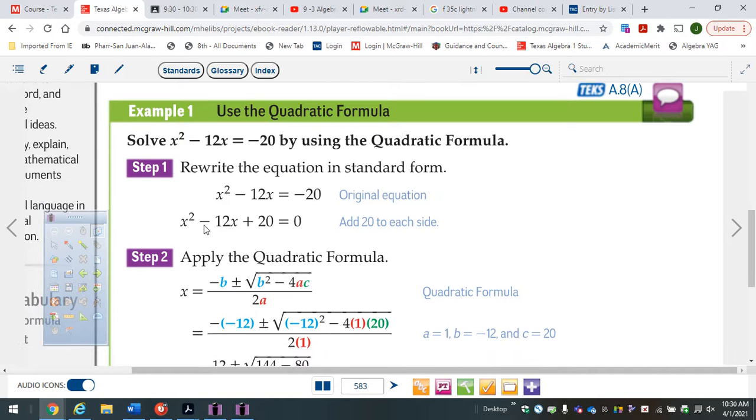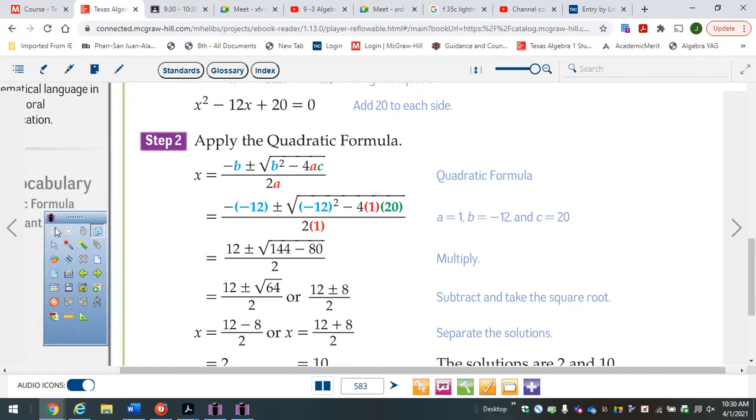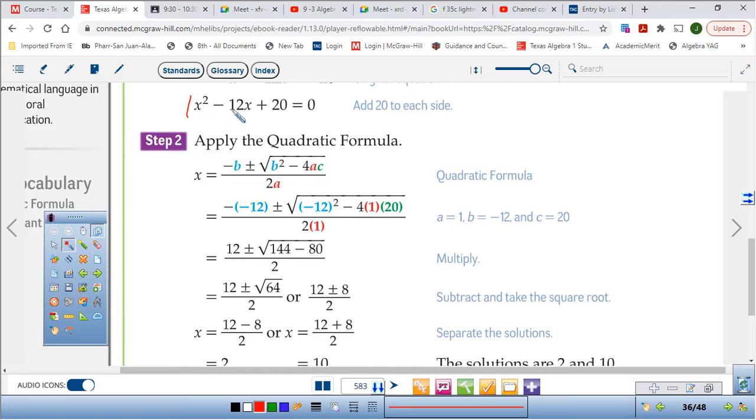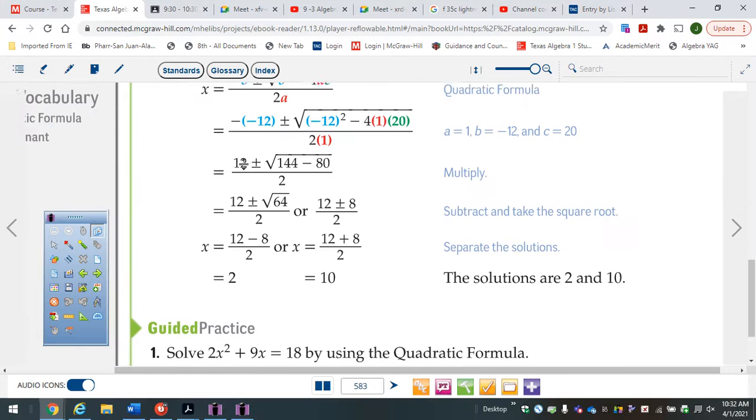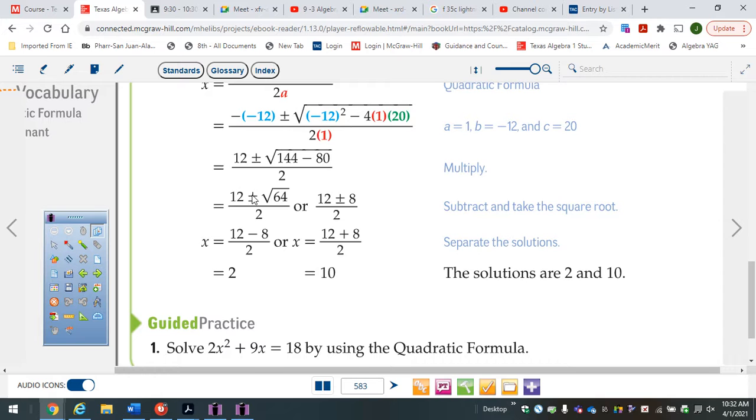Looking at this one real quick, I would identify my A as 1, my B as negative 12, and my C as 20. Now you plug them in here. Square that one minus 4ac gives me 144 minus 80, which is 64. So then we have 12 plus or minus the square root of 64, over 2.